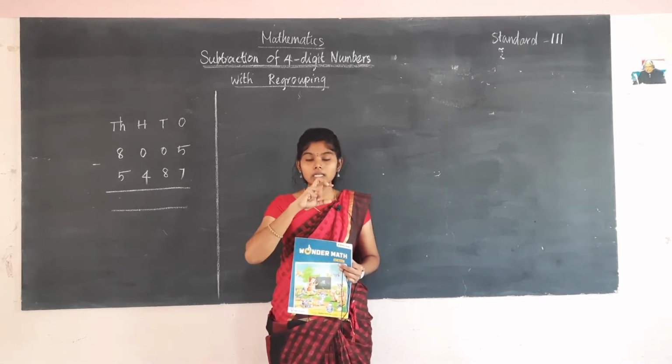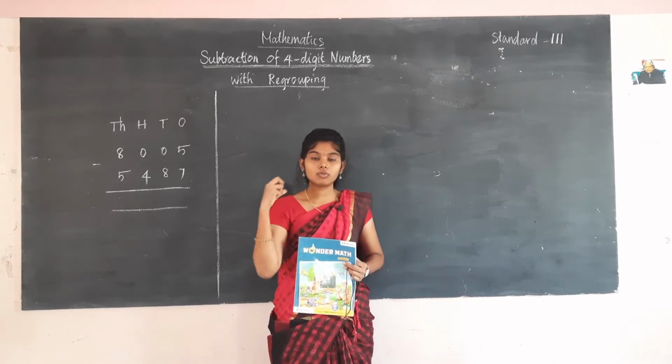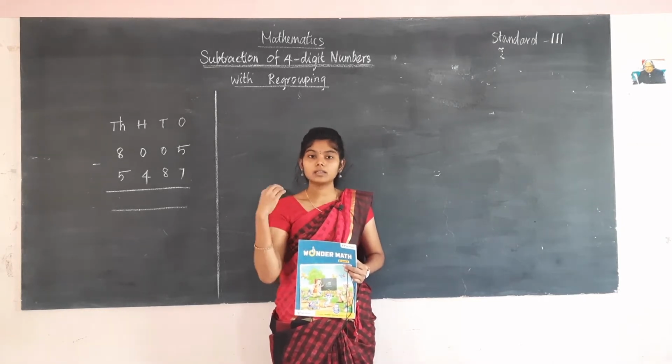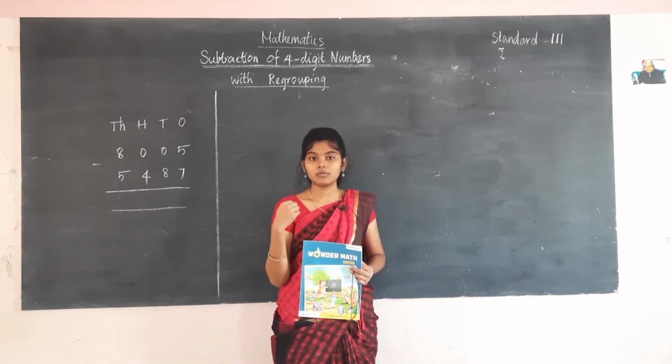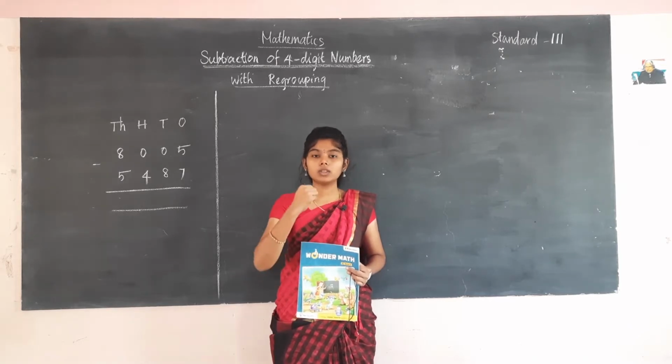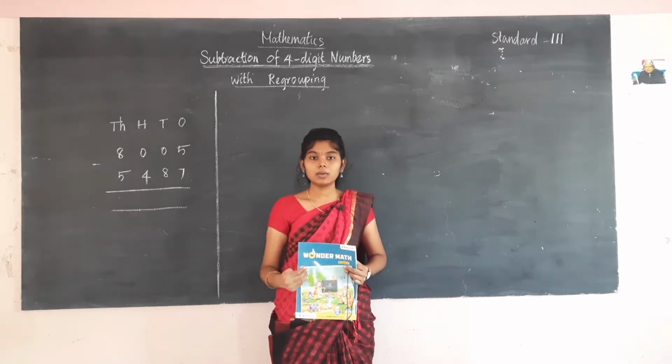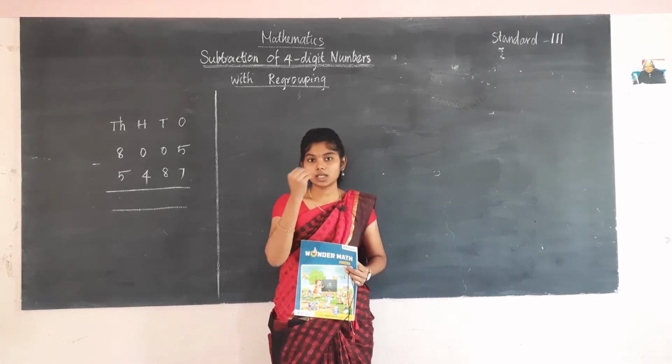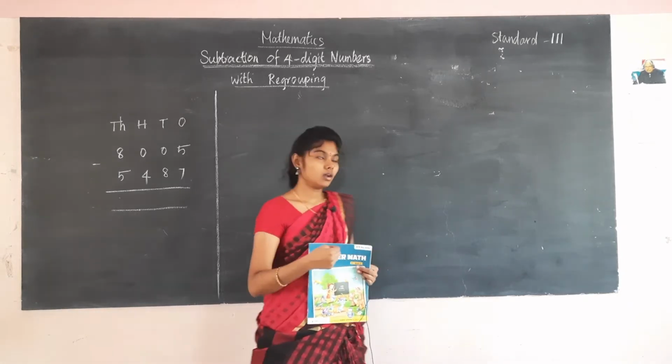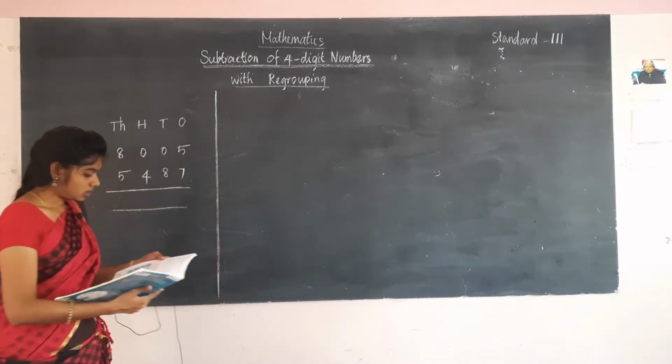As we have seen for a 3-digit number, this is for a 4-digit number. The same rules apply for a 4-digit number. First we can see one example with the block representation, the figure representation. Then we can try the exercise problems. Now see the first one that is given.